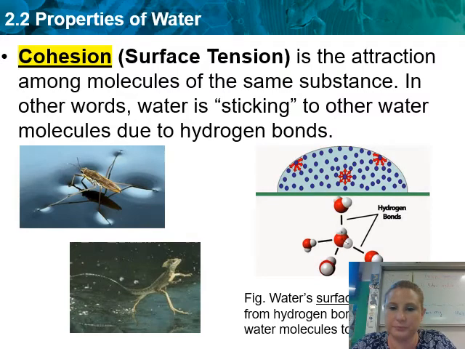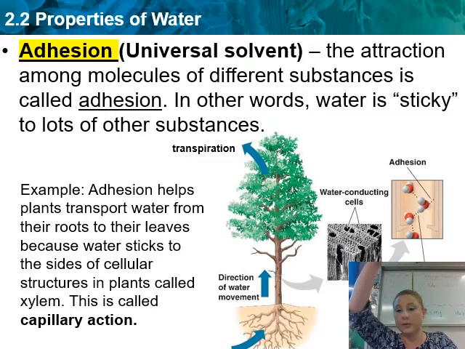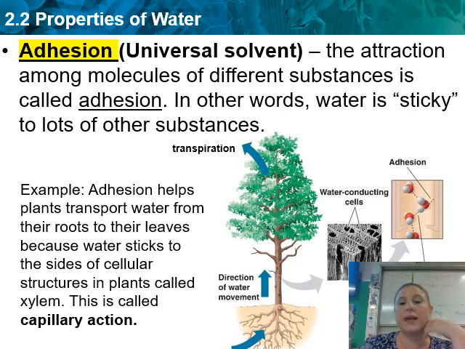Our next one is adhesion. Adhesion is the attraction of molecules of different substances. So in other words, water is sticky to other things, okay? And adhesion actually helps plants transport water from the roots all the way up to their leaves because the water is sticking to the sides of the plants, in a process called capillary action.